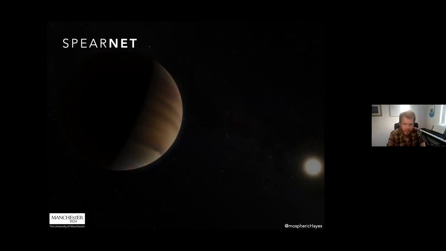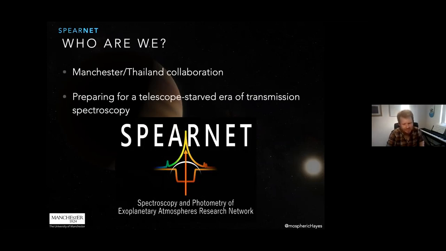I'm going to very quickly tell you who I work for. This is Spinner. I came up with the name. So we are the Spectroscopy and Photometry of Exoplanetary Atmospheres Research Network, or Spinner, because it's much easier. We are a collaboration between John Brank and a group, NARIT, the National Astronomical Research Institute of Thailand.